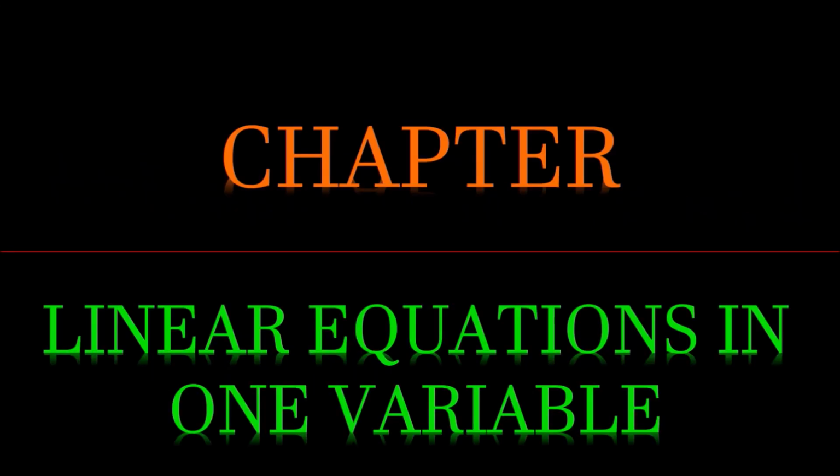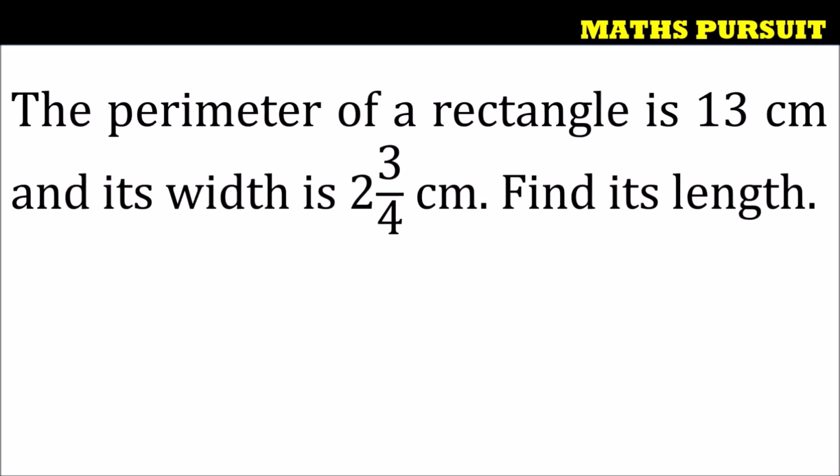Today we will look into the questions from the chapter called Linear Equations in One Variable. The given question is: the perimeter of a rectangle is 13 cm and its width is 2 3 by 4 cm. Find its length. So guys, let us see how we can solve this given question.